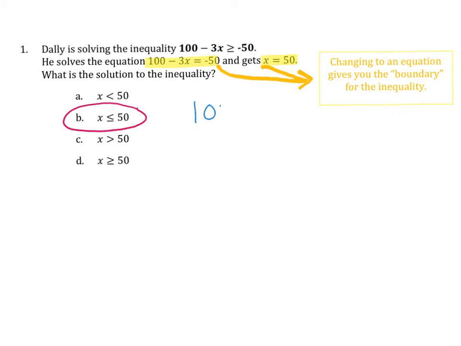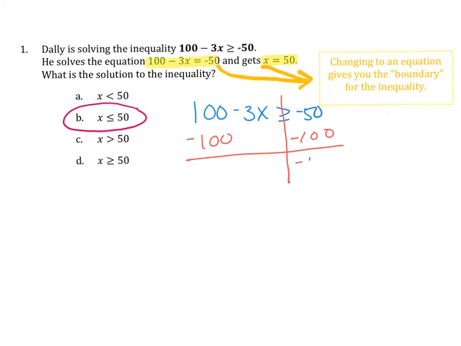So he said, okay, I'm going to set this up like an equation. 100 minus 3x is greater than or equal to negative 50. If you're solving this just like you would normally do with an equation, you're going to subtract your 100 from each side because that's the number without the variable. You end up with negative 150 on that side and a negative 3x on this side. So you're going to end up dividing each side by that negative 3, and you've got x, and then your negative 150 divided by negative 3 is going to give you 50.